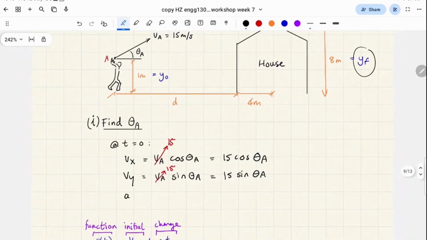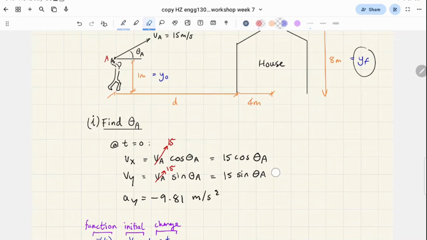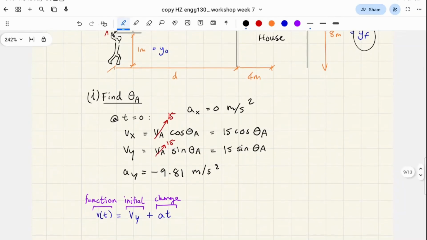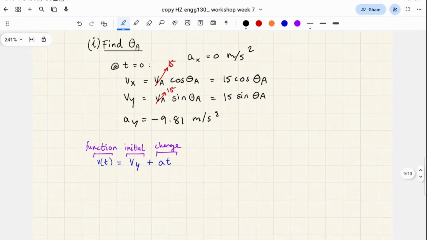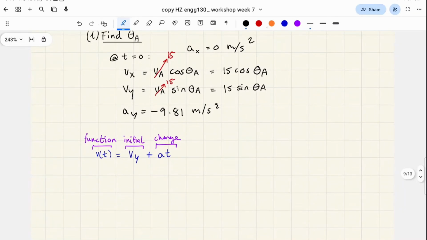Right, and we also know that our acceleration in the y direction is -9.81 meters per second squared. I can also write that the acceleration in the x direction is 0, but you don't have to write that because it's implied as well. Okay, so we need to create this function. We're going to do our vertical motion first.